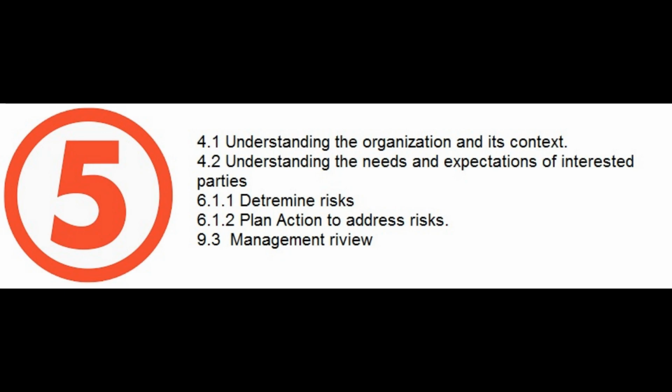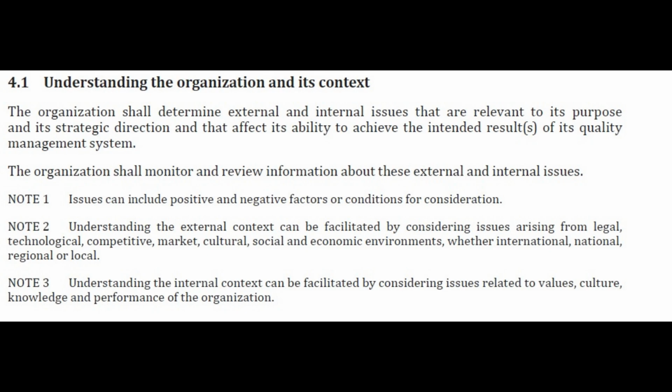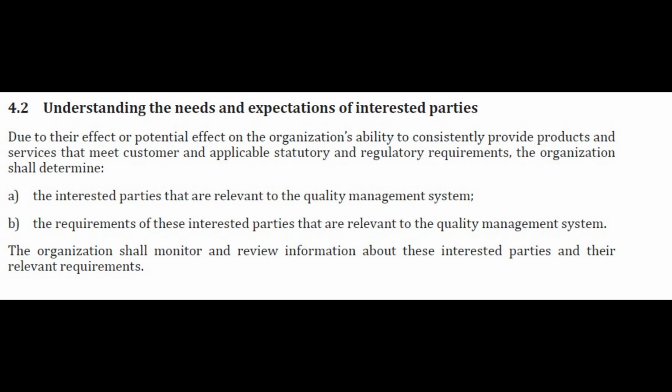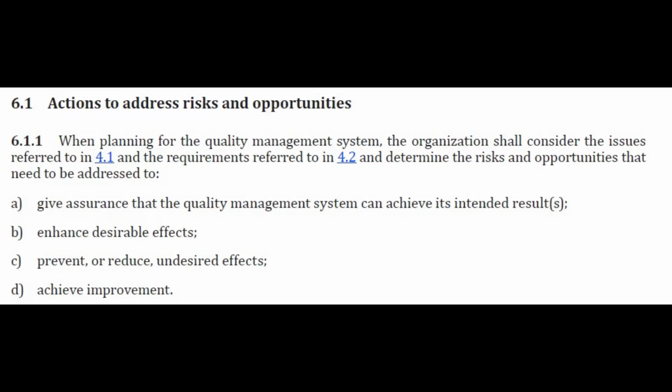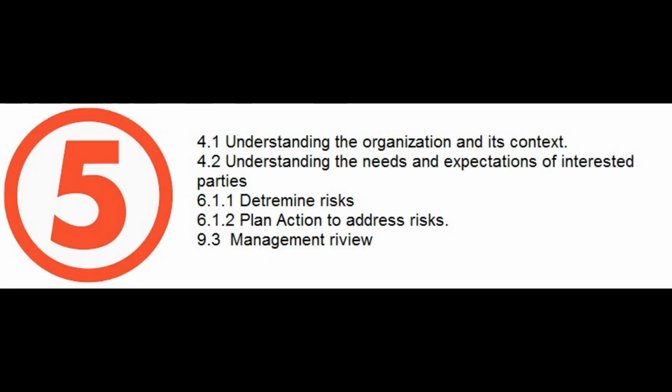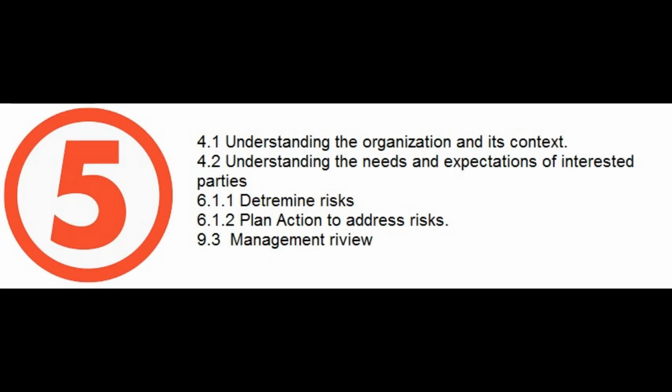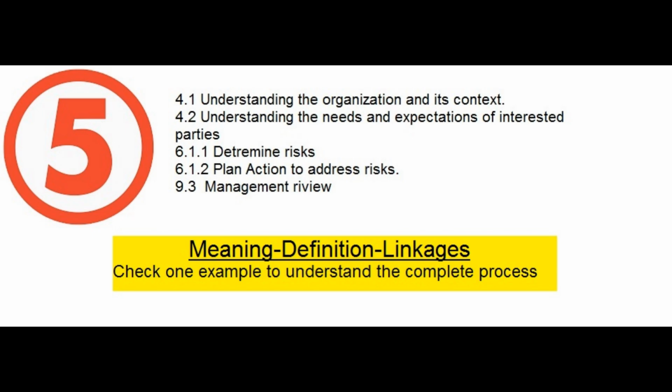clauses of ISO 9001. 4.1, that is understanding the organization and its context. 4.2, that is understanding the needs and expectations of interested parties. 6.1.1, that is to determine risks. 6.1.2, plan actions to address risks. And 9.3, that is management review. Let's understand the meanings, definitions of these terms, and what are the linkages of these clauses with each other, and what to do in order to comply with the risk requirements of ISO 9001. And then we will discuss in the last one real-time example to understand the whole process.